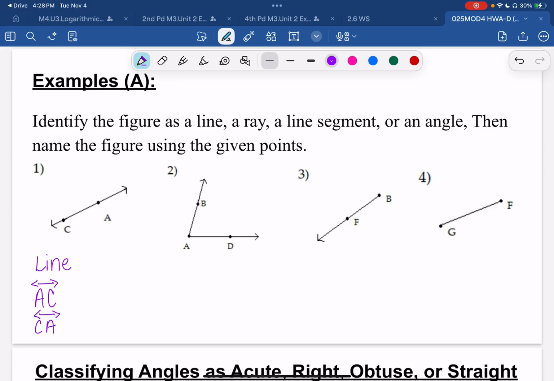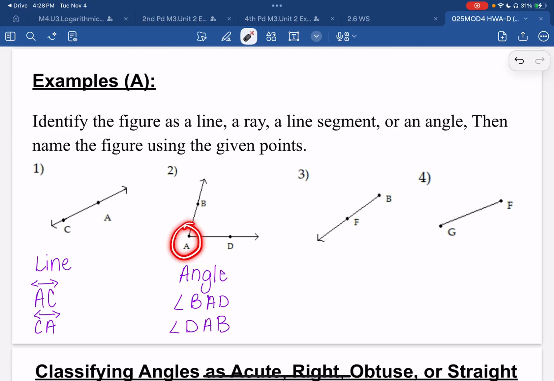Number 2, since it has two rays, this would be an angle. And if we wanted to name that, we would again need to make sure that we had that order correct. So we could name this either angle BAD or angle DAB. But if you look, in both cases that vertex is in the middle.